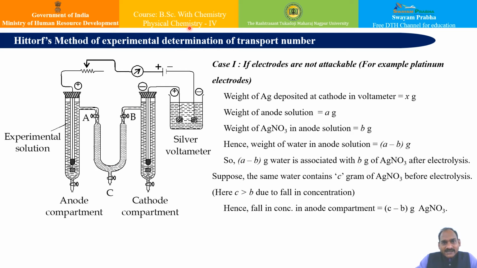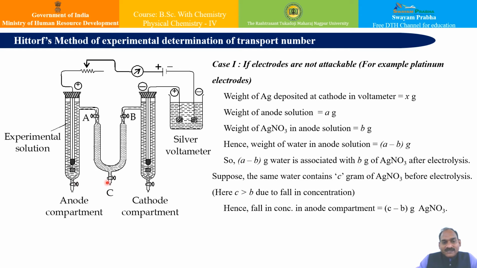Basically, the assembly used in Hittorf's method consists of two compartments connected as a U-tube, which is the central compartment, as shown in this figure here. Now, it is further connected to a resistance, battery, and a meter. Each tube is connected with a stopcock. You can see at the bottom.